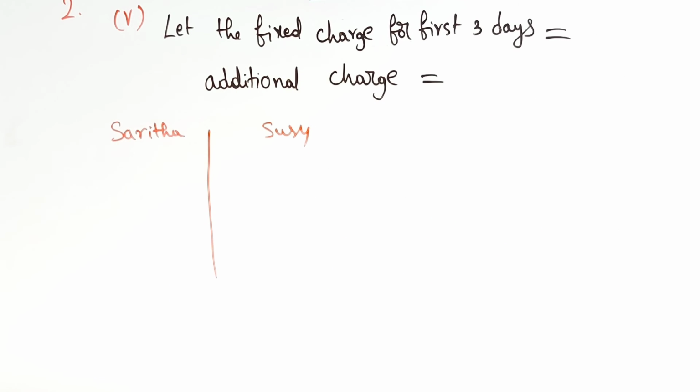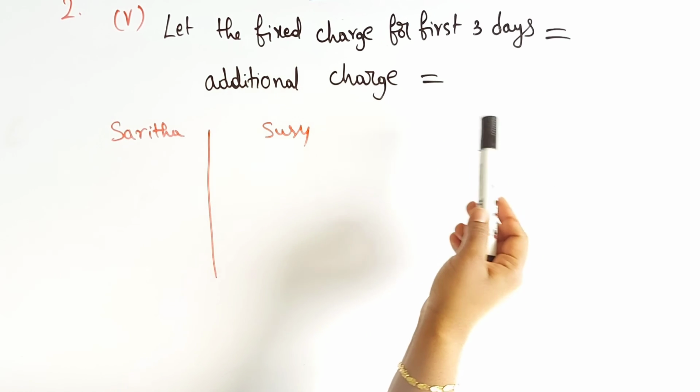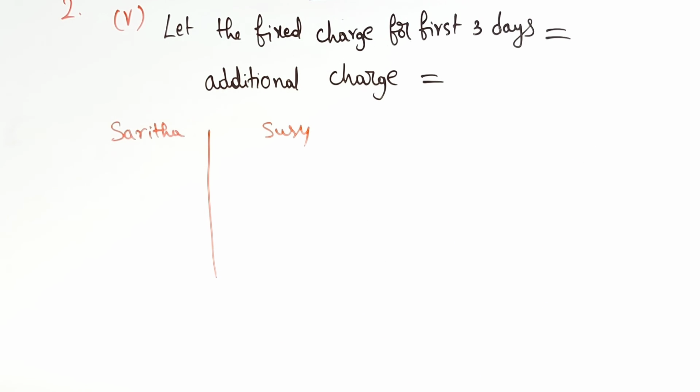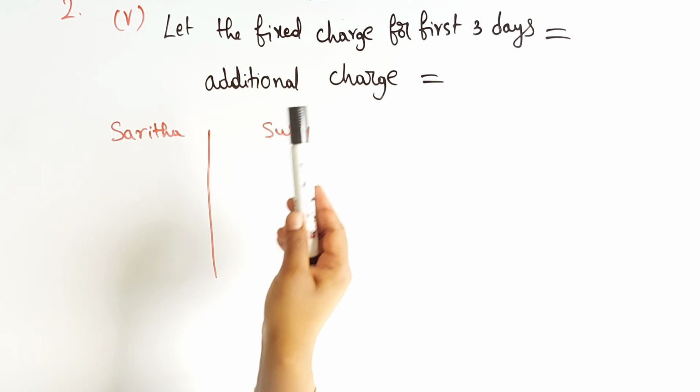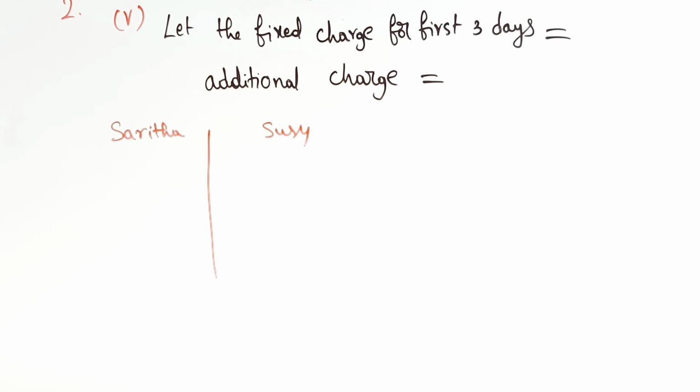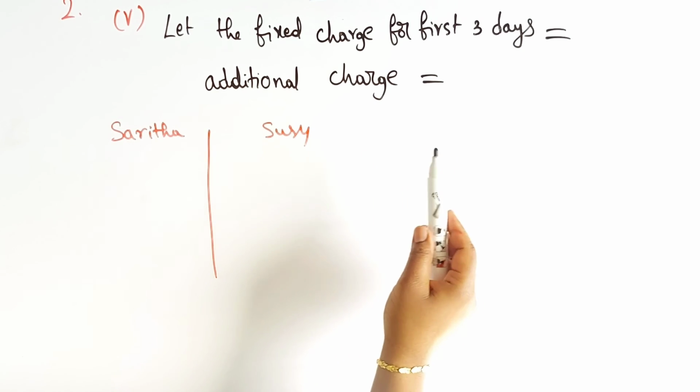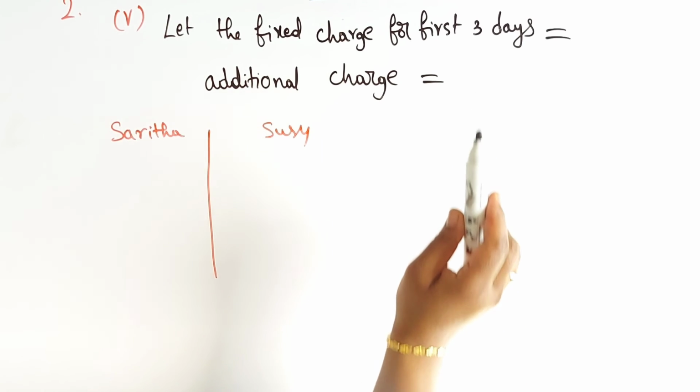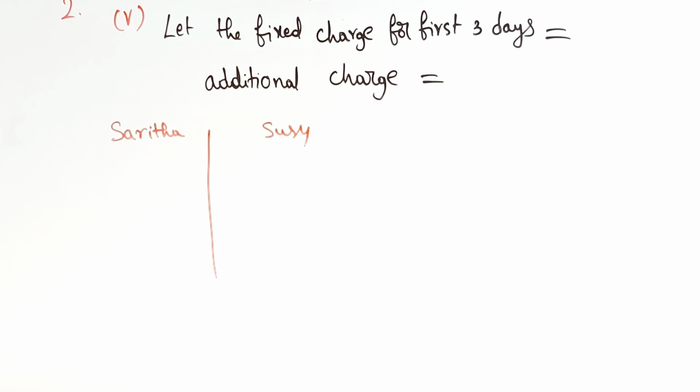Fifth question, children. A lending library has a fixed charge for first 3 days and an additional charge for each day after that. Sarita paid 27 rupees for a book kept for 7 days, while Susie paid 21 rupees for the book she kept for 5 days. Find the fixed charge and the charge for extra day.